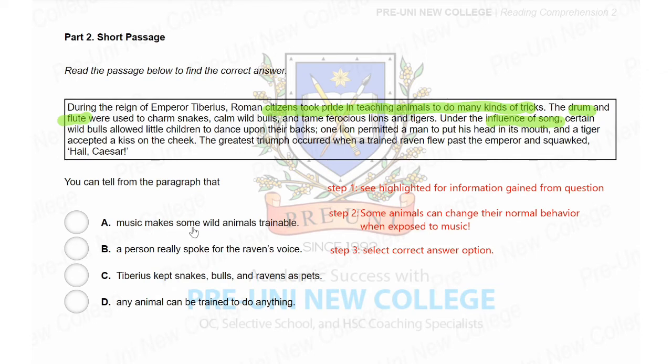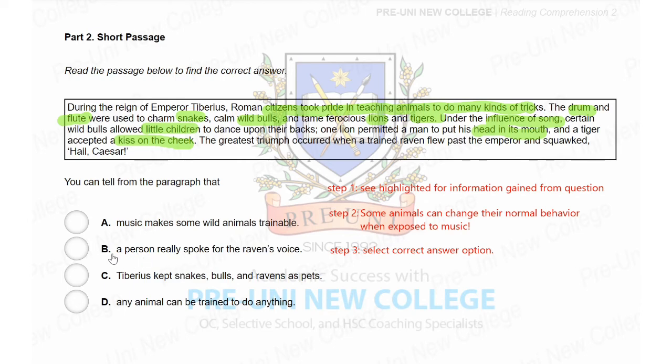Option A says music makes some wild animals trainable. When we had a look at the animal examples in the question, we saw really dangerous animals as examples. We're told snakes, wild bulls, lions, and tigers, all of which can definitely kill a person if they wanted to, doing really tame things like letting children dance on them, putting their head in the mouth, and even accepting a kiss on the cheek. So that is definitely considered trainable, and these were all wild animals. So this is definitely a conclusion that we can make from the information provided.